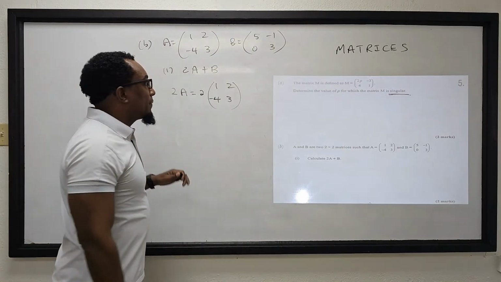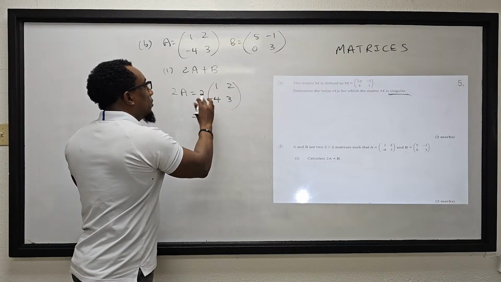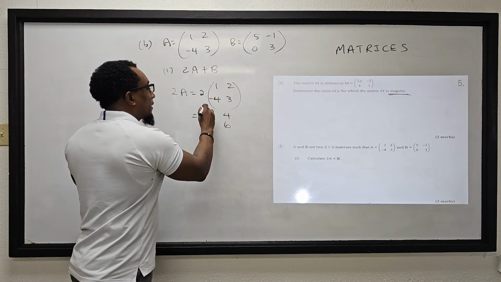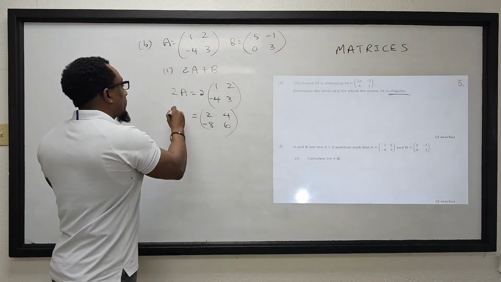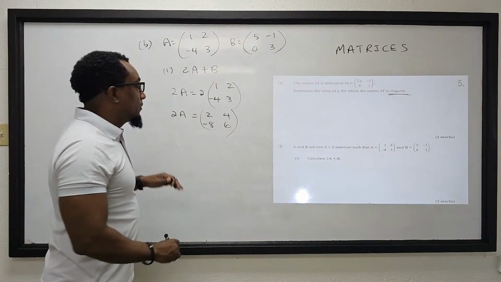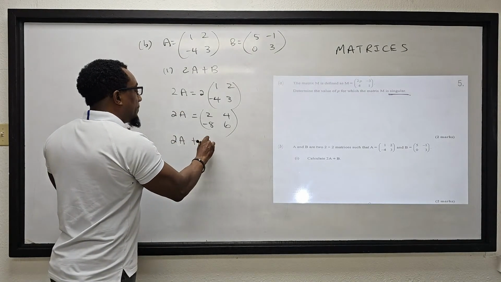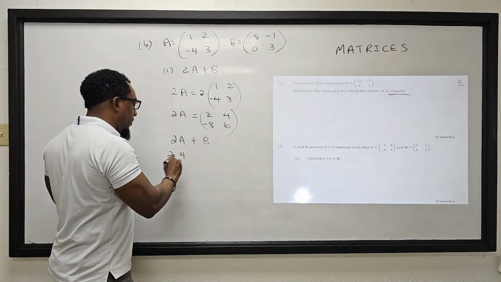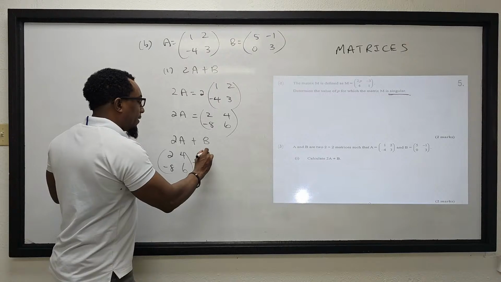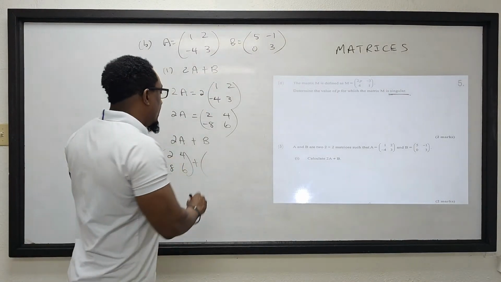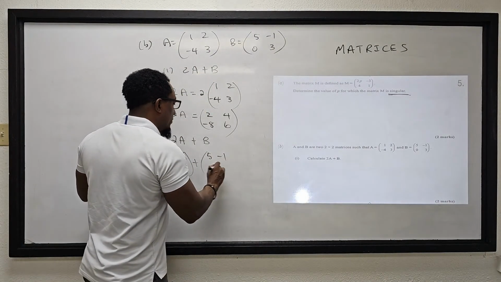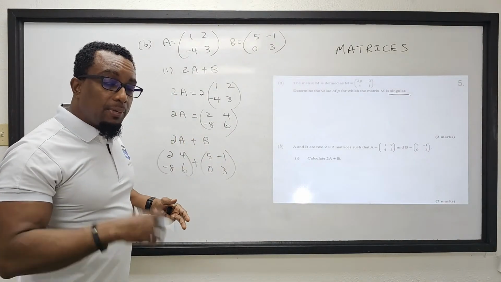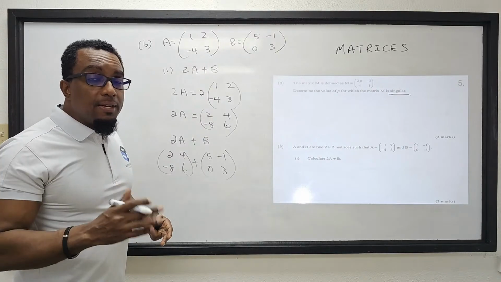So 2 by matrix A will give us what? 2 by 1 is 2, 2 by 2 is 4, 2 by negative 4 is negative 8, 2 by 3 is 6. That's 2A. So let's now add matrix 2A to B. Set it up in the order in which it is stated: 2, 4, negative 8, 6, plus B: 5, negative 1, 0, 3. And we can add these two matrices because they are the same order. We can only add or subtract matrices provided the orders are the same, right?